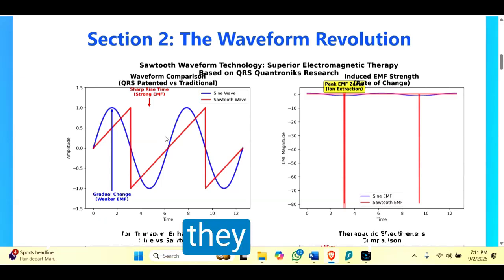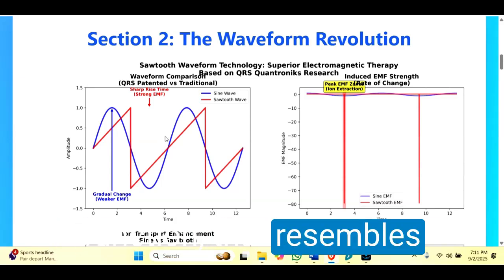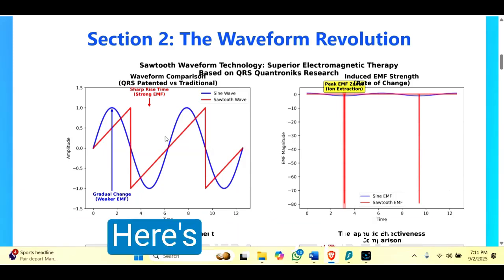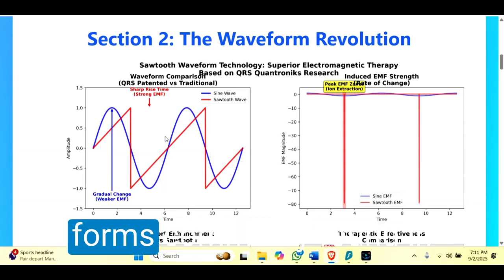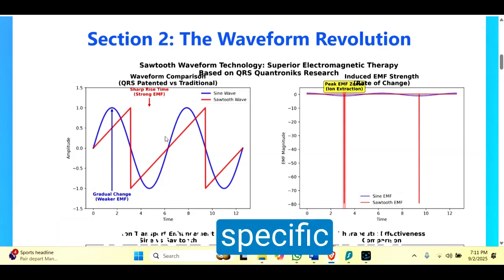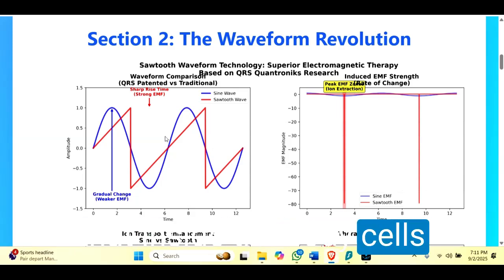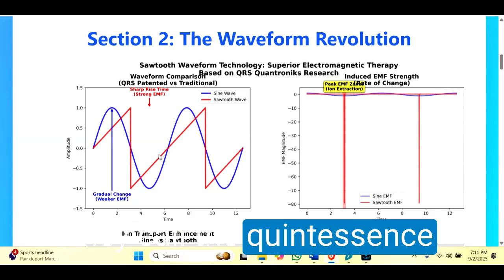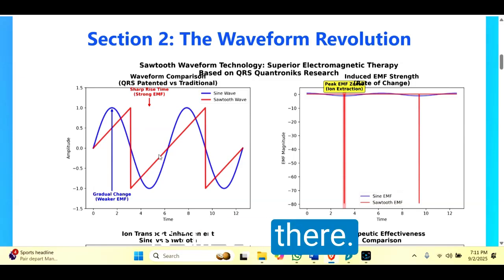Anyways, when they tried a specific type of sawtooth waveform, or more precisely what they call an exponential function that resembles a sawtooth, they observed a distinct increase in effectiveness. Here's the key quote from the research. Unlike all other pulse forms commonly found on the market, the sawtooth waveform, again a specific kind, made it possible to move specific ions, not all ions, specific ones, we'll get into that, inside the body cells to the desired extent. This pulse form and its amplitude represent what they call the quintessence of over 20 years of magnetic field research. That research is all out there.